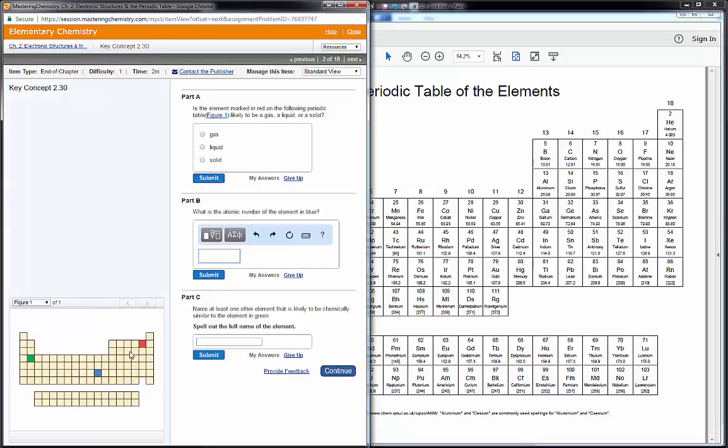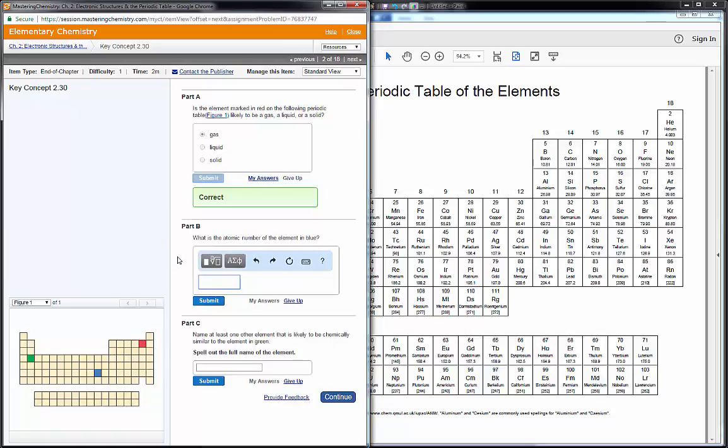Next, you've got this figure of the periodic table, and we've got an element box that's outlined in green and blue and red. And they want to know, first of all, the one in red, is that likely to be a gas, a liquid, or a solid? The things on the far right tend to be gases, so that's the right answer there. The element in blue would have the atomic number, let's see. It's the second column. It's this one right here. That's gold. That's 79.